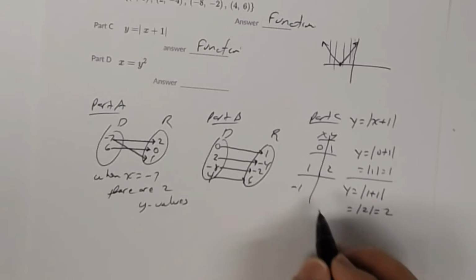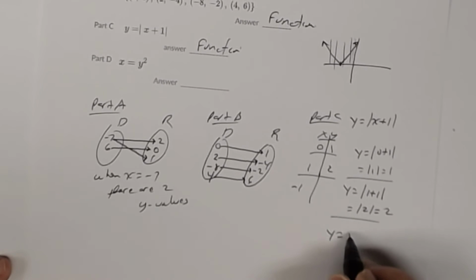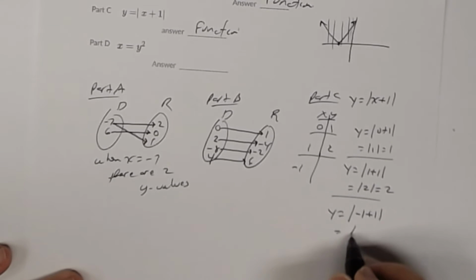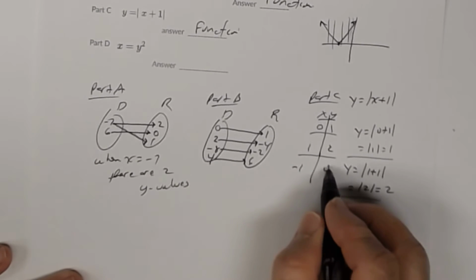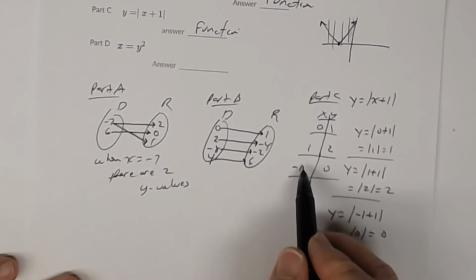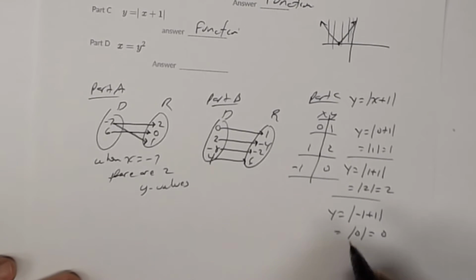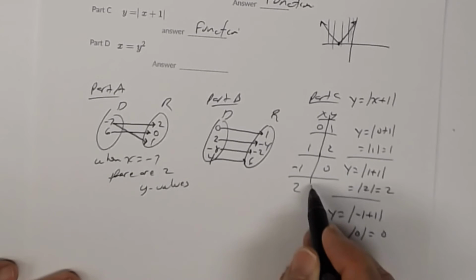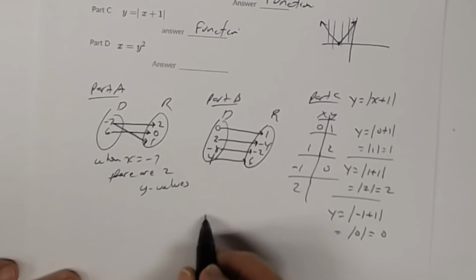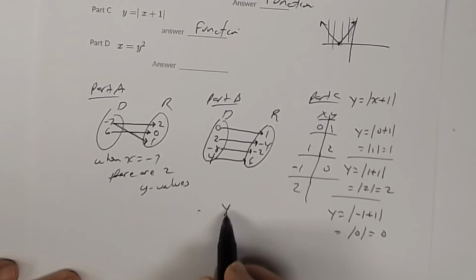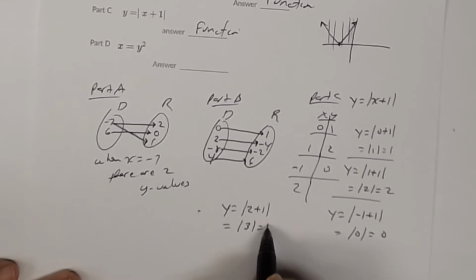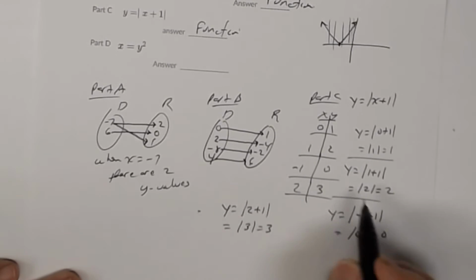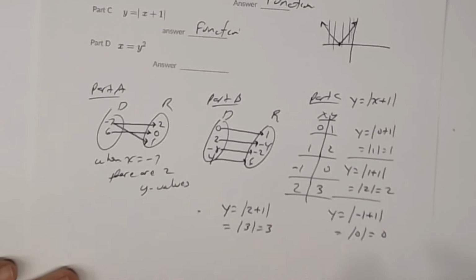When x is negative 1, let's see what we get. We get y equals the absolute value of negative 1 plus 1. Negative 1 plus 1 is 0. The absolute value of 0 is 0. Okay, so far I'm good, right? For this x value, there's only one y value. Let's go ahead and try, let's say, 2. When x is 2, I get y equals the absolute value of 2 plus 1, which is the absolute value of 3, which is 3, correct? So for this x value, I have one y value.